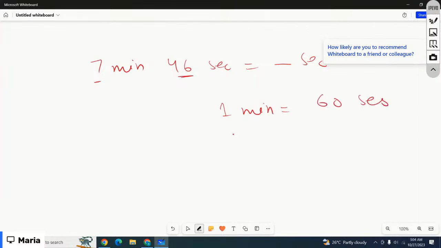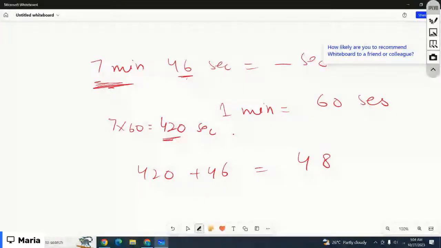So you have 7 minutes. Just do 7 times 60, which is 420 seconds. That means in 7 minutes you have 420 seconds. Now just add 46, so 420 plus 46 is 466 seconds. That means 7 minutes 46 seconds equals 466 seconds. Got it?